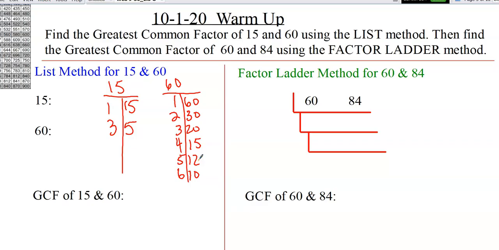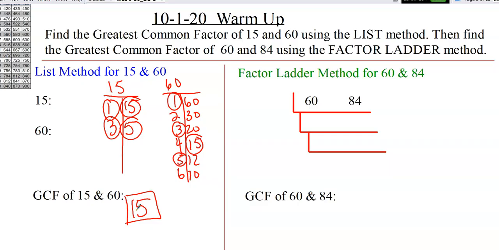I go through my list and I circle all the common factors. Those are common, which means they're in both lists. But then I have to choose the greatest common factor, which is the biggest number that I have circled, which of course is 15. So the greatest common factor is 15.